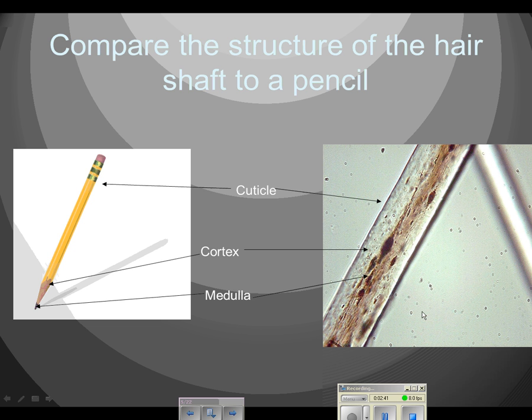and that's the part that's going to be made of keratin. So if we look at the structure of the hair shaft, we can compare it to a pencil. So if you think of the outside paint on the pencil, the yellow paint, as the cuticle, that's the very thin outer layer, that's the cuticle of our hair shaft. The cortex is going to be the thicker inner part, or the wood part of the pencil. This would be our cortex in here. And then the thin graphite, or the lead, as we term it, is inside the pencil. That's going to be the medulla.